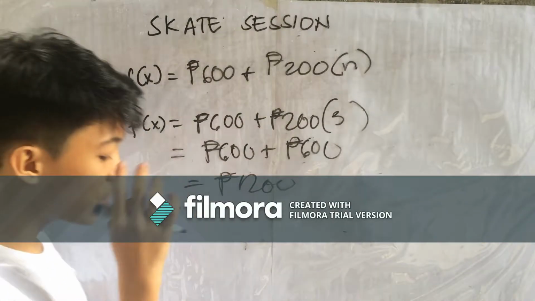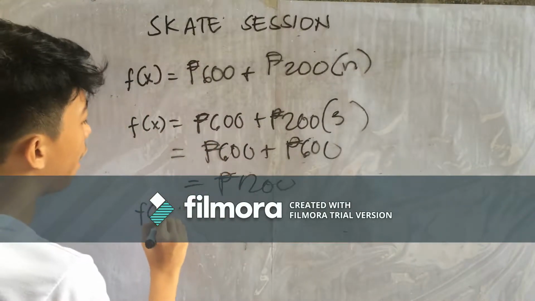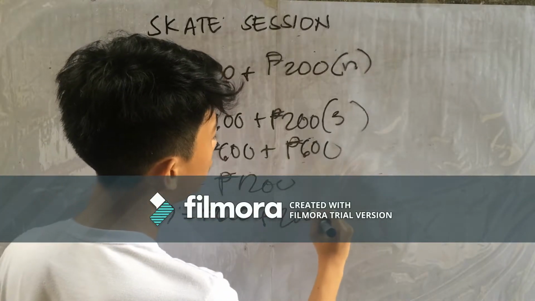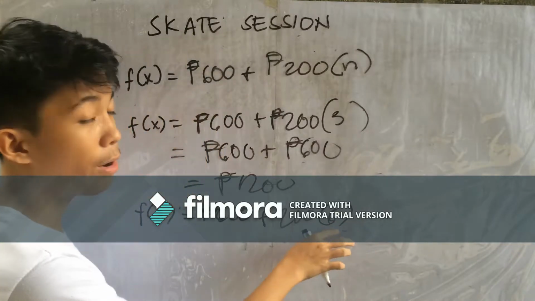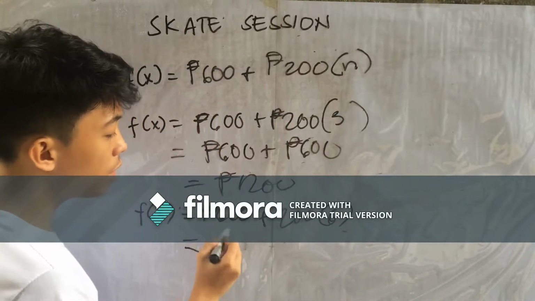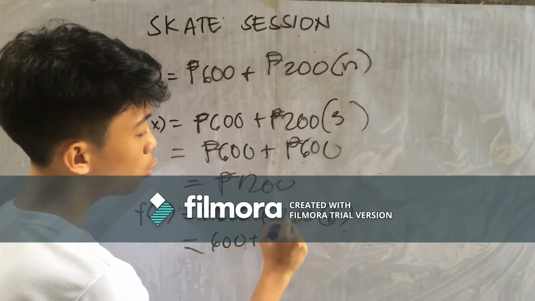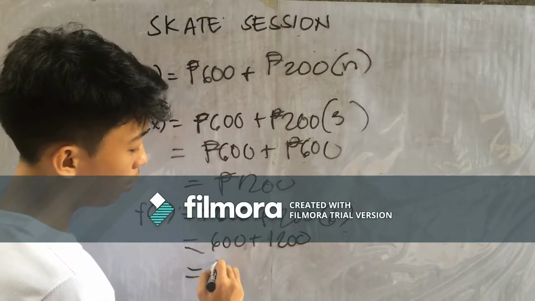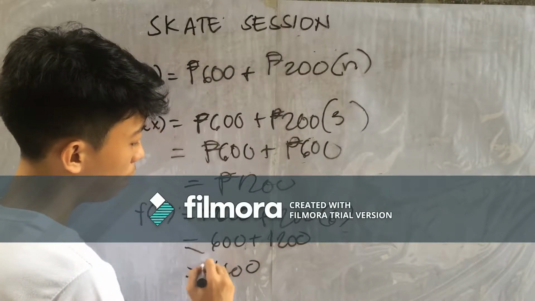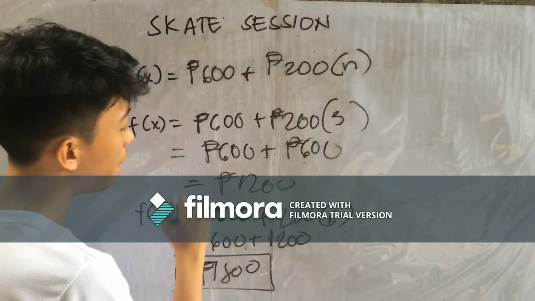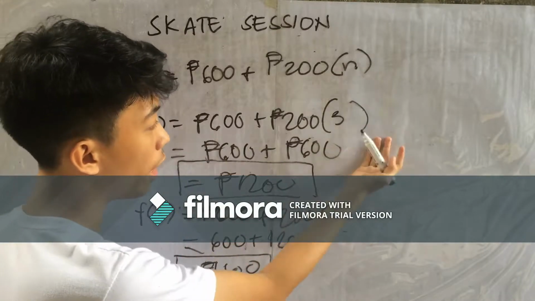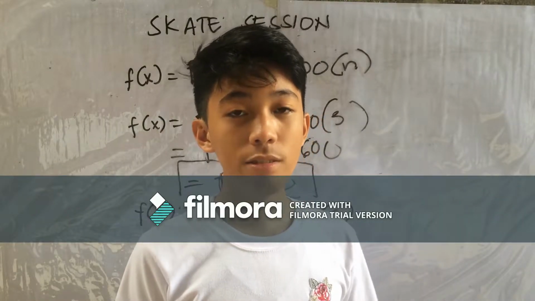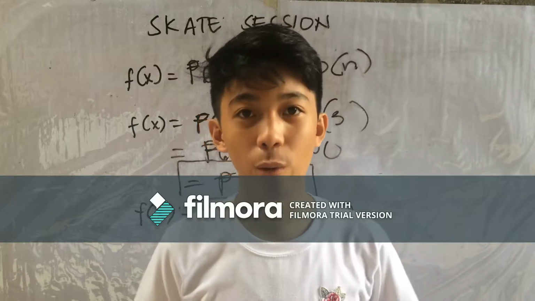Para naman kapag nag-extend siya ng 6 hours. F of x is equals to 600 plus 200 times 6. Dahil ayun yung number of hours na mag-extend siya. So, 600 plus 200 times 6 is 1,200. At combine lang, 1,800 pesos. Ang babayaran niya kung ito ay 3 hours and 6 hours. That's it for our first topic, which is to represent real-life situation using function, including piecewise function.